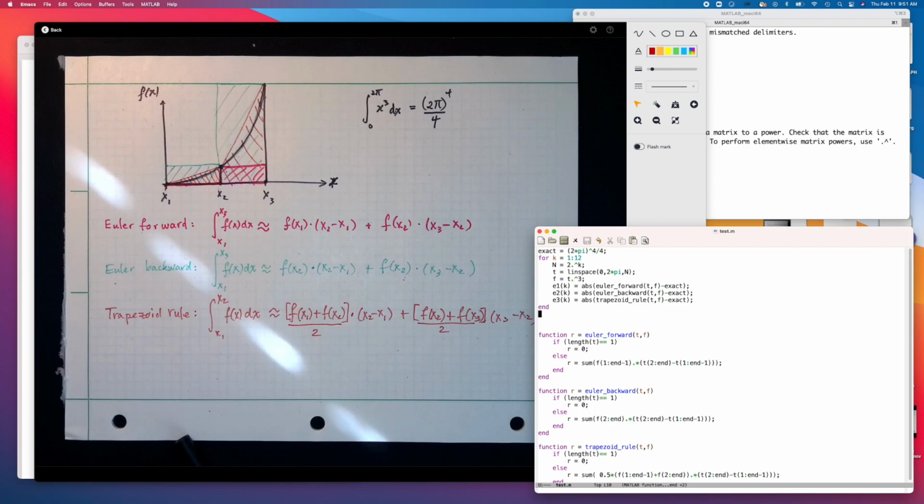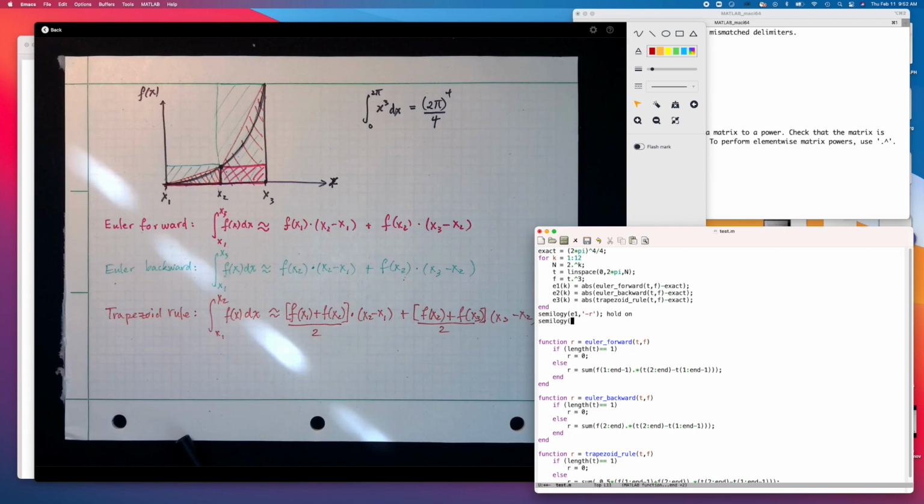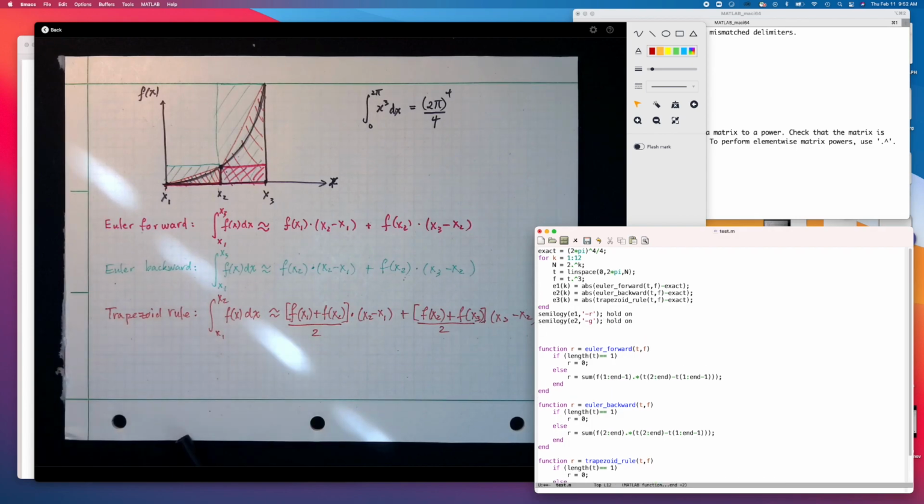And then we want to make the plot of the error, and I'm going to plot it on a logarithmic scale graph. So semilogy E1, and E1 I will do in red. Hold on, semilogy E2 in green. Hold on, and I wish I had a gold color for the trapezoid rule, but semilogy E3, and I'll put it in blue because I don't have gold, or I don't know what the code is for gold.